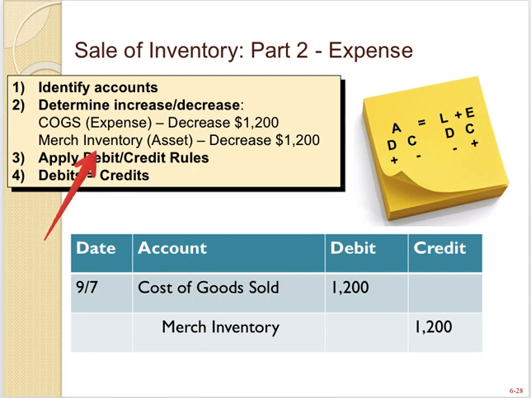Okay, and then merchandise inventory, our asset, is a decrease. So our asset decreasing is a credit. So we have it here on the credit side, and it's $1,200. And then lastly, our debits equal our credits. Yes, they do. So we are good to go.